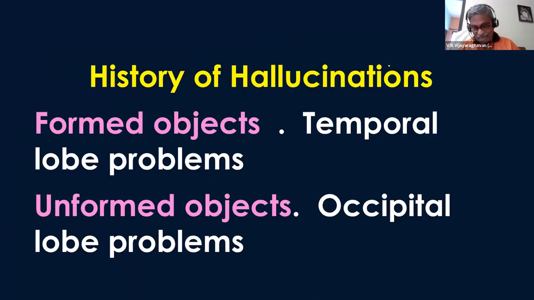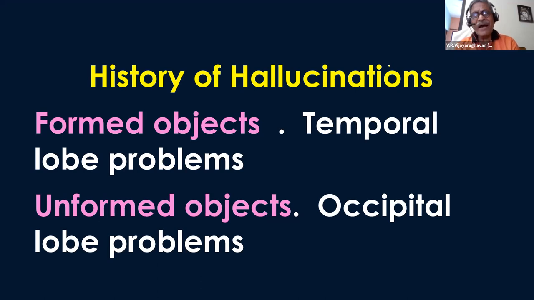Now, we can ask leading questions again before going to examination. These are the various historical points we are supposed to elicit. Now, hallucinations. The patient tells you, sir, I am seeing something like cattle, an elephant, or something like that. These are all formed objects. When the patient tells you he is having formed hallucinations, it is the temporal lobe.